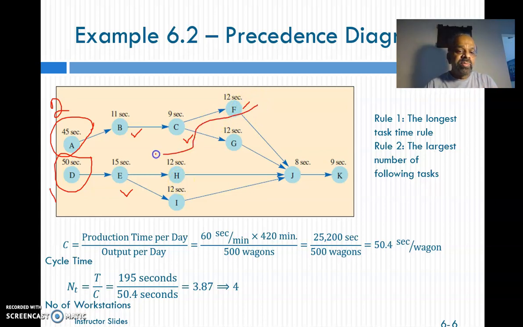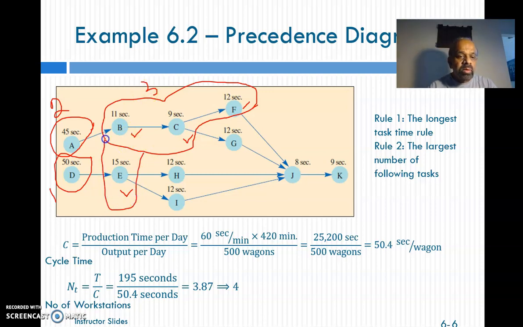So this is my third workstation. Okay. So the third workstation consists of B, E, C, and F.